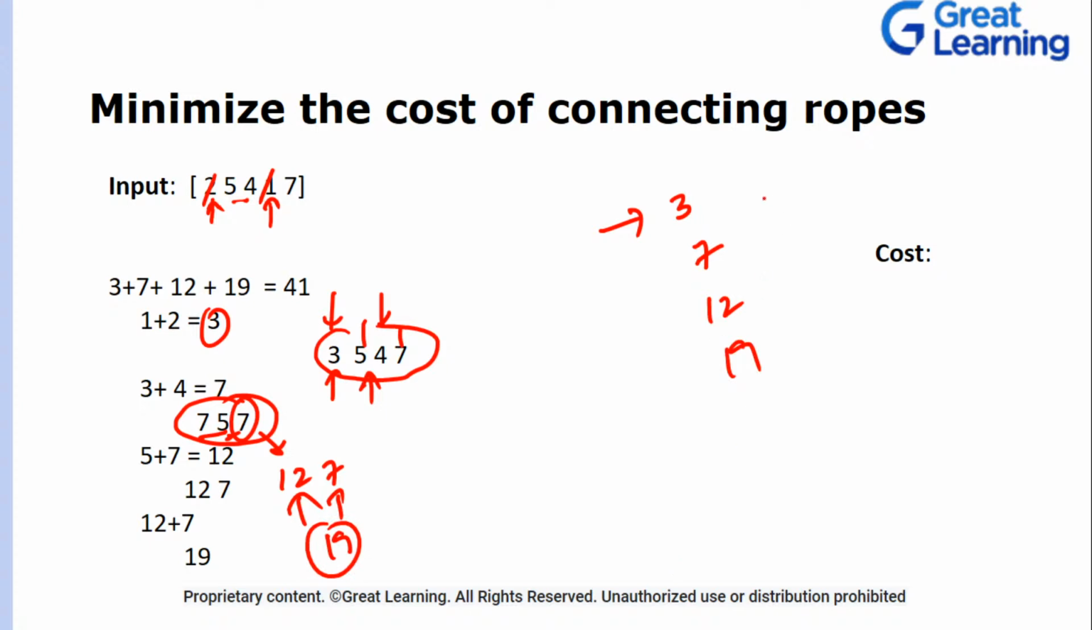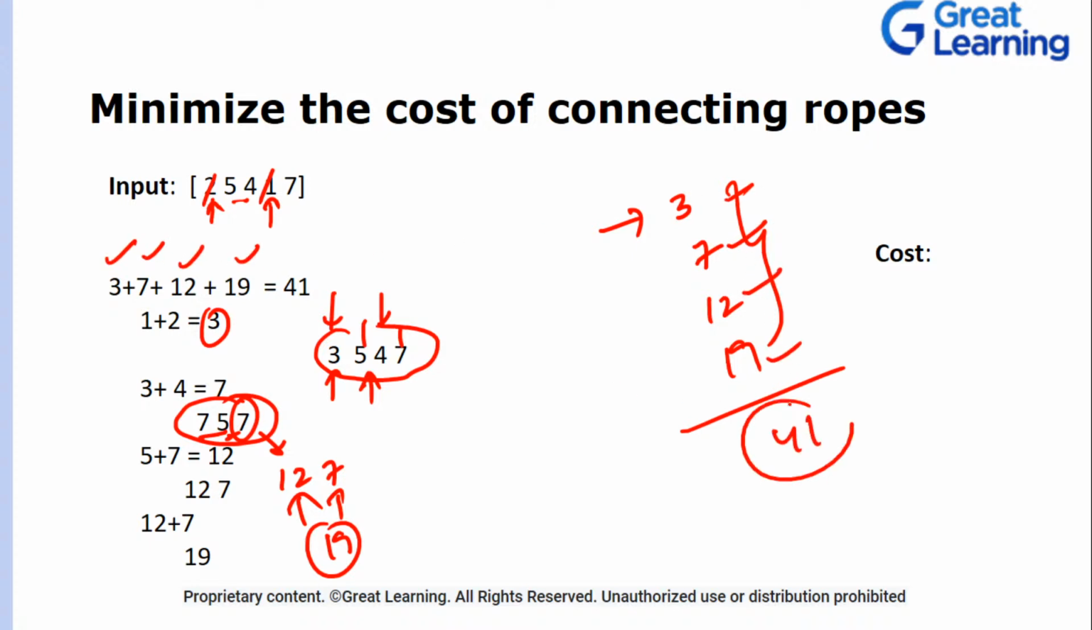Now if I am adding these things up, the total cost will be 3, 7, 12, 19, so the total cost will be 41. Is this thing clear, guys? Are you able to understand how you will be able to get this 41? Can anyone tell me what is the approach that we will be using over here to minimize the cost of connecting these ropes?